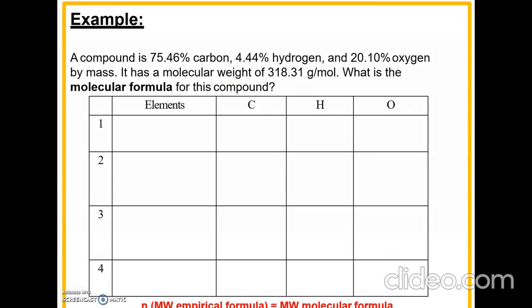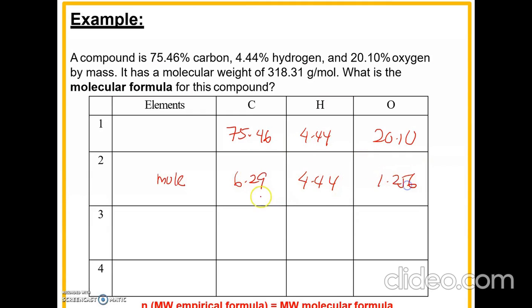So ini kita kena mulalah daripada cari dia punya empirical formula. So dekat sini kita masukkan composition, kat sini 4.44, this one 20 mol. So you kena cari dia punya mol, so divide dengan molar mass masing-masing. So you akan dapat 6.29, 4.44, and this one you akan dapat 1.256. So the lowest adalah this one, so you kena bahagilah each ni dengan 1.256. So you akan dapat dia punya ratio dan you akan dapatlah empirical formula. So kat sini you boleh cuba buat and then you boleh discuss your answer together with your friend and lecturer.